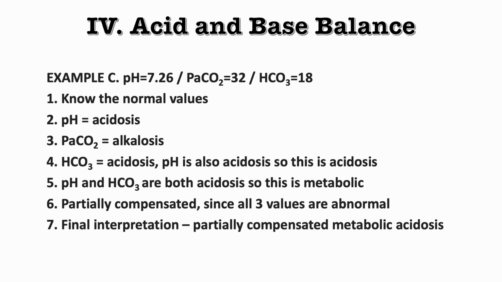Step 5, pH and HCO3 are both acidosis, so this interpretation will be metabolic. Step 6, it's partially compensated. Why? All 3 values are abnormal. pH is acidosis, PaCO2 is alkalosis, and HCO3 is acidosis. So final interpretation, partially compensated metabolic acidosis.